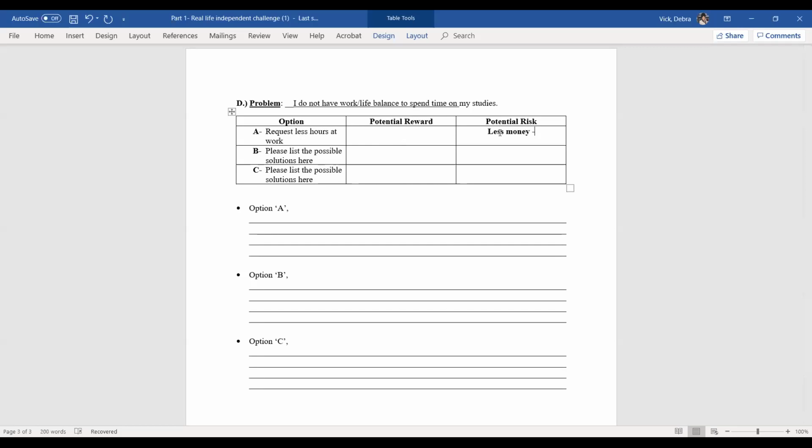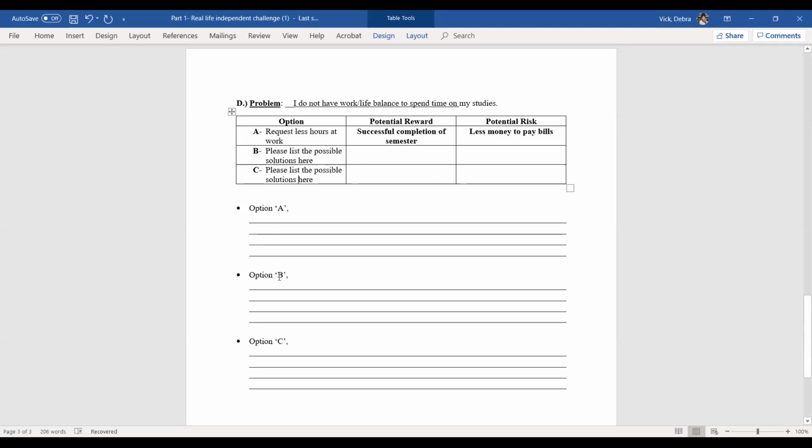And you can put whatever you think that maybe less money to pay bills. And then the potential reward could be successful completion of degree. Okay. Or semester. Let's say semester because that's shorter term. All right. And then you'll put another one here, and you'll put the potential reward and the potential risk.